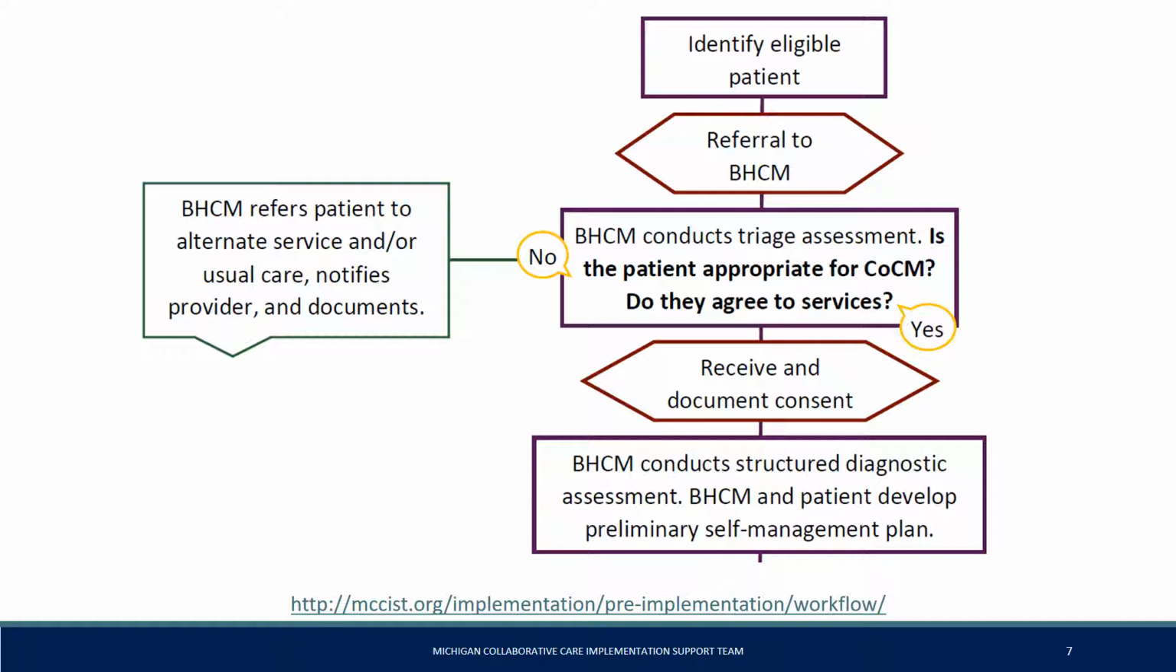Referring back to the workflow document, we can see that we've conducted the triage assessment as the care manager, and now we're thinking about whether the patient is appropriate for collaborative care. So if no, you can see that the care manager then refers the patient to an alternate service or back to usual care with their PCP. No matter what they do, they want to notify the provider who referred the patient, as well as the PCP if the referring provider was a different person, and then to document what happened during the triage assessment and what the decision making was.